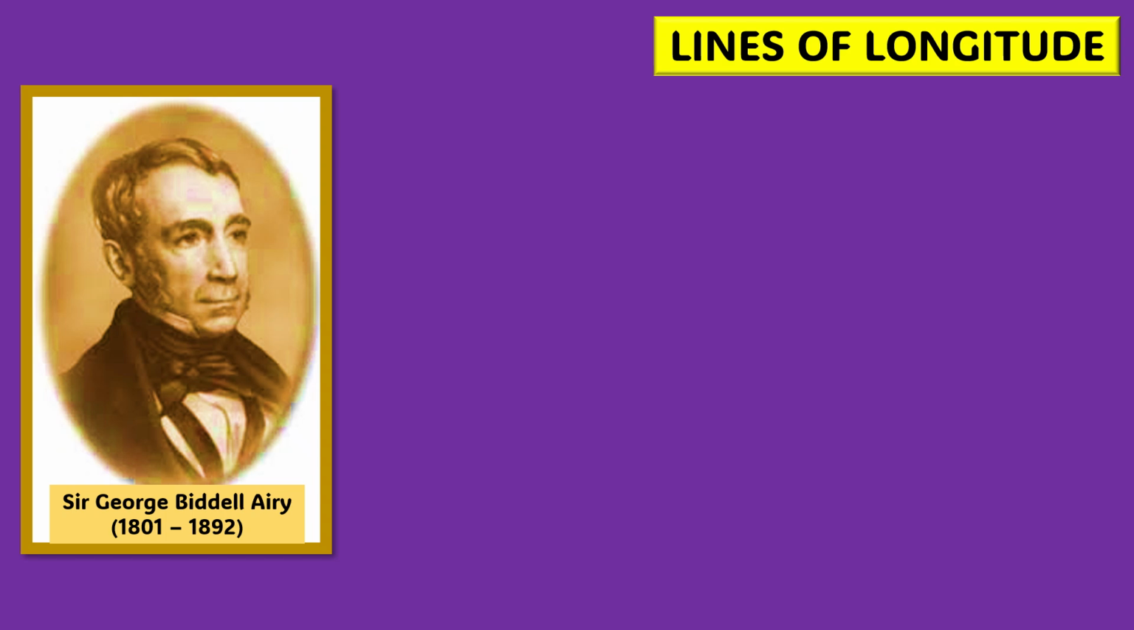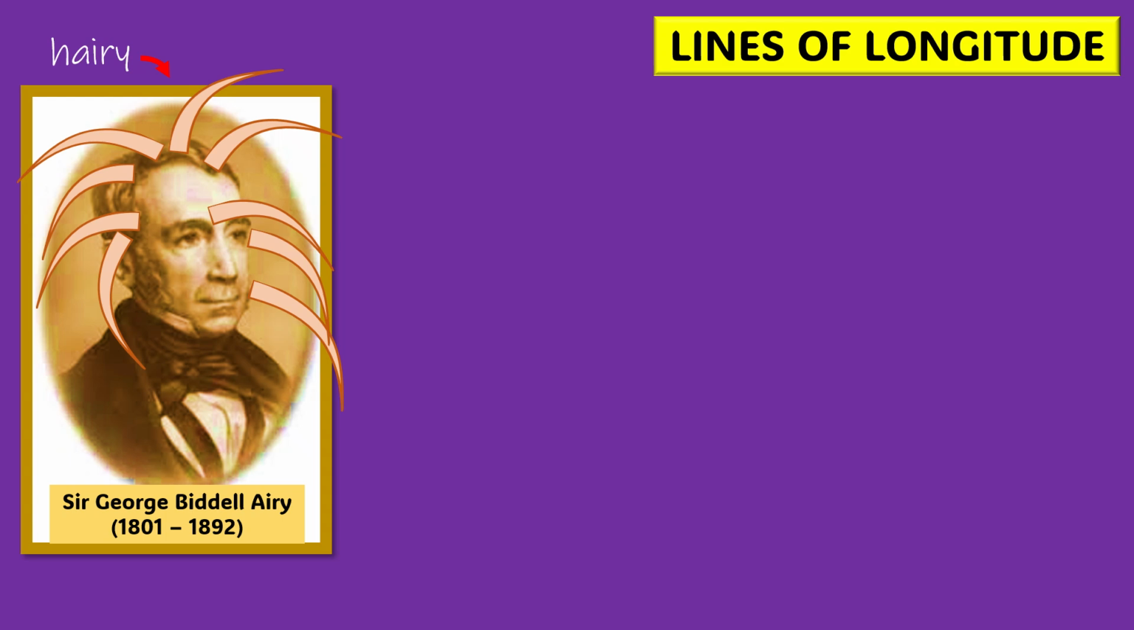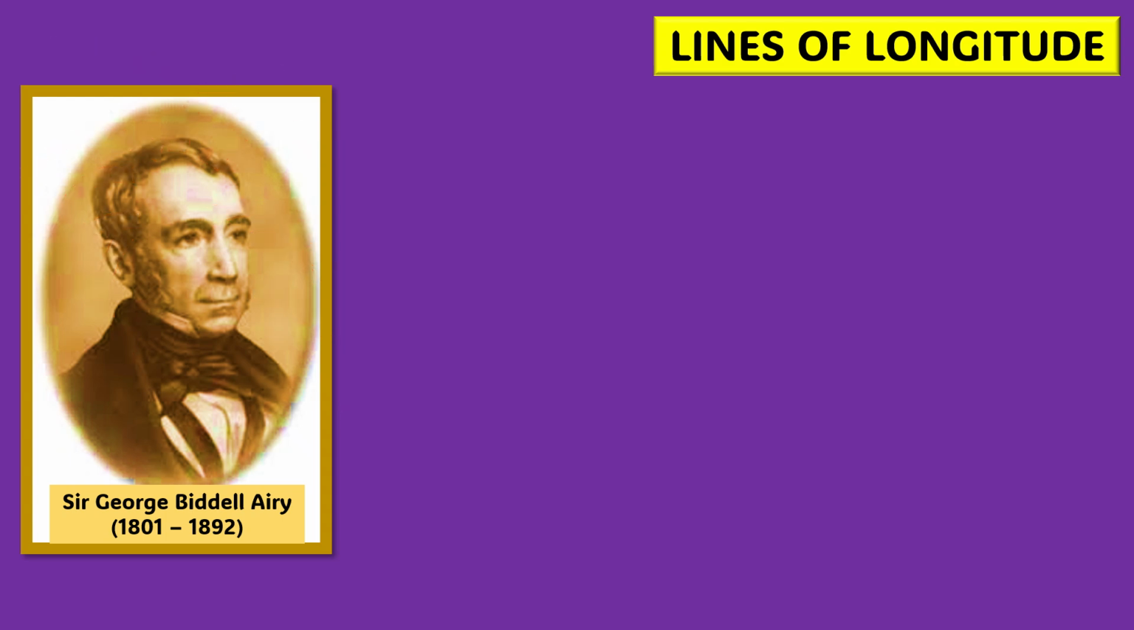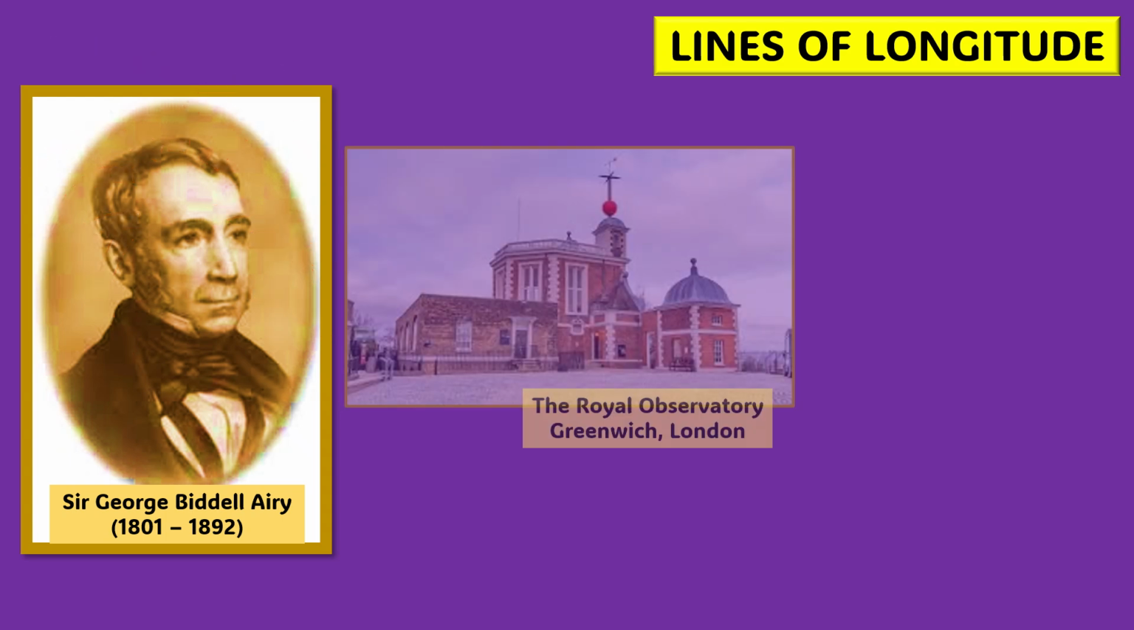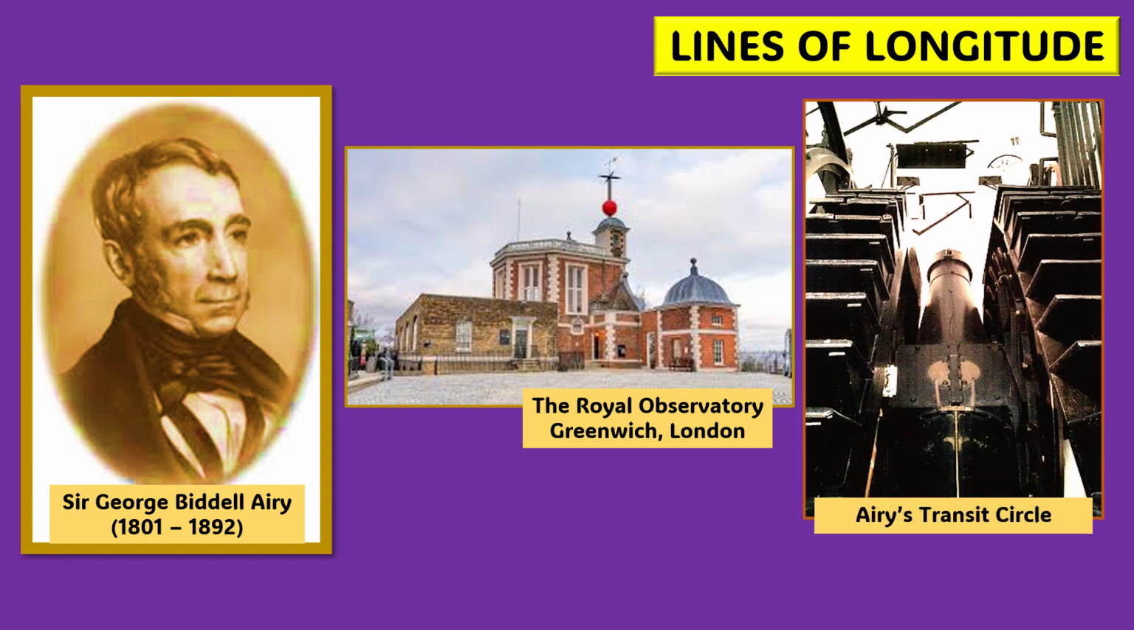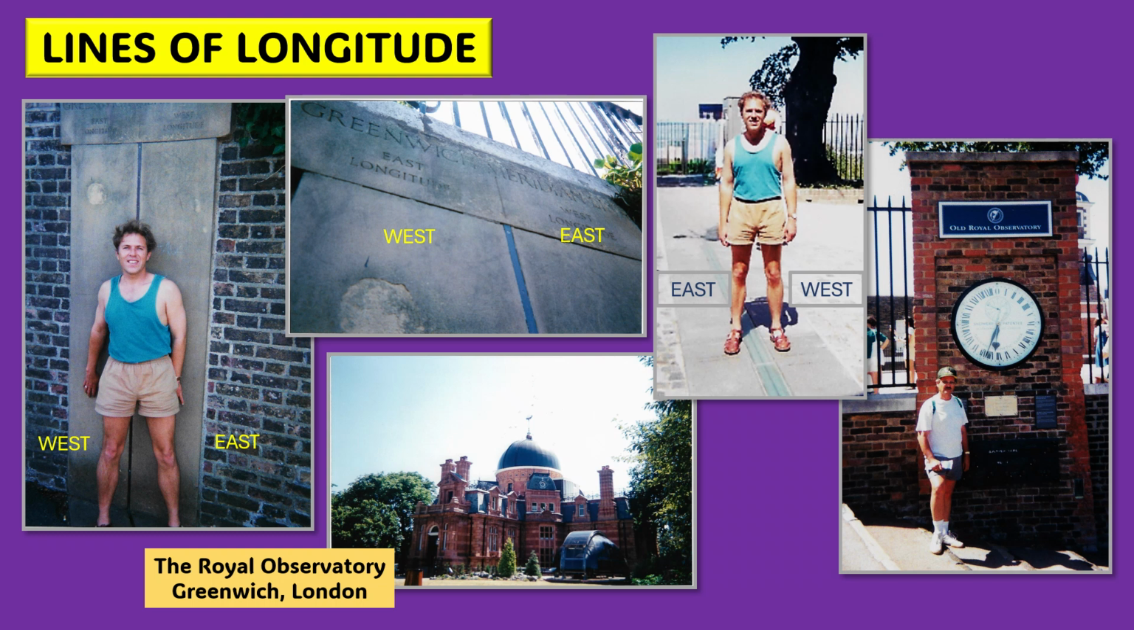The Greenwich meridian was established by Sir George Biddell Airy in 1851. He must have been a very airy guy. Biddell was an astronomer who worked at the Royal Observatory in Greenwich, and using apparatus, he devised the Greenwich meridian. You can visit the Royal Observatory. There is a painted line that shows the division between the western and eastern hemispheres. You can stand with one foot in each hemisphere.